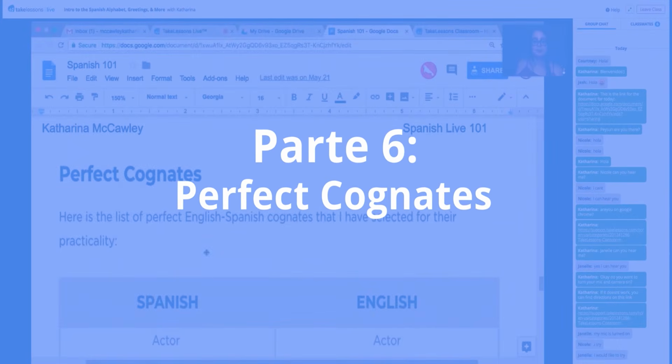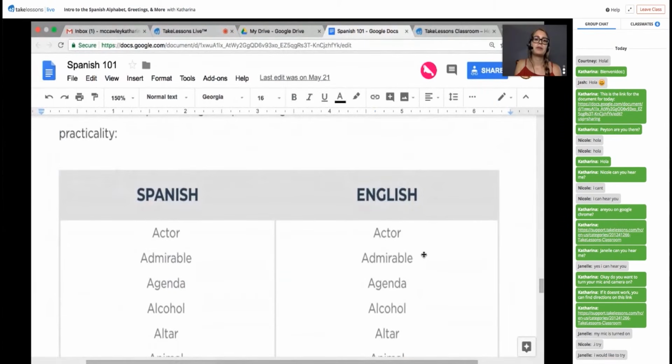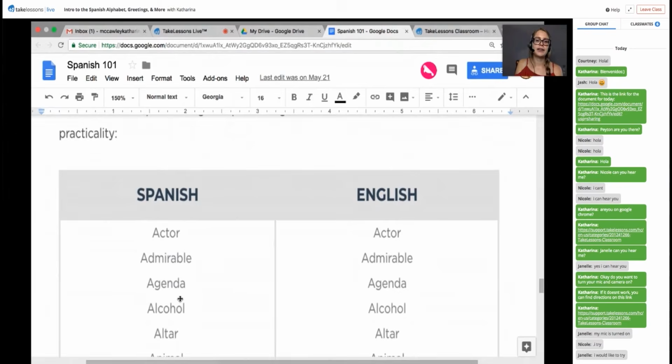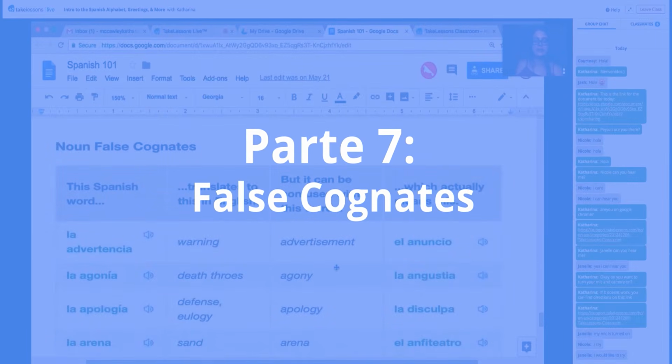But we also have those perfect cognates, and they're exactly the same. They're spelled the same way, but they might be pronounced differently. So for example, we have actor in English and actor in Spanish. Agenda in English, and agenda in Spanish. And then we have the false cognates.